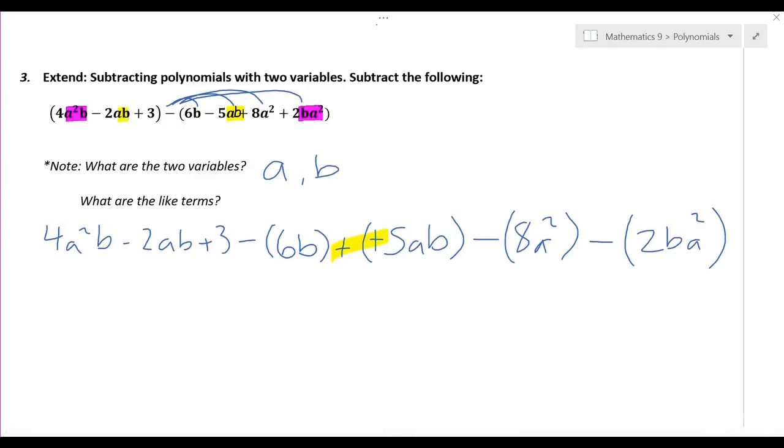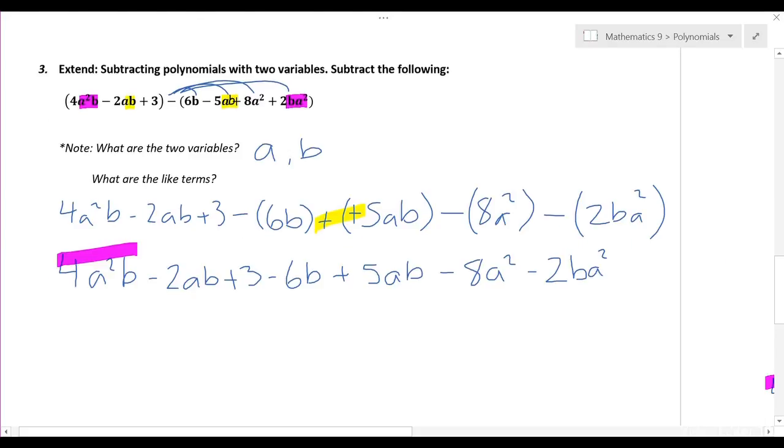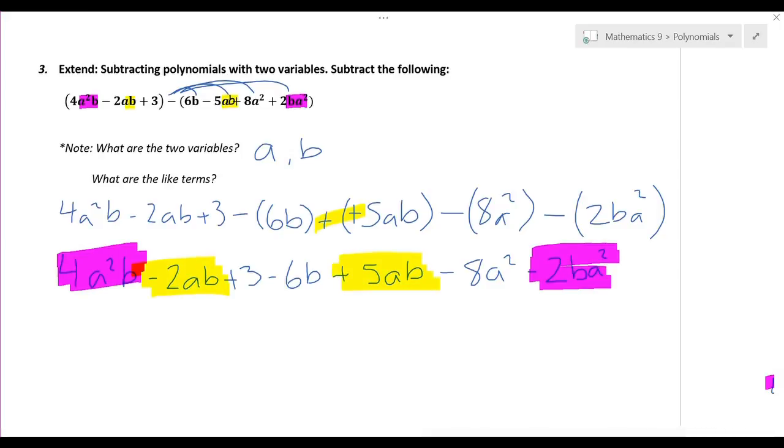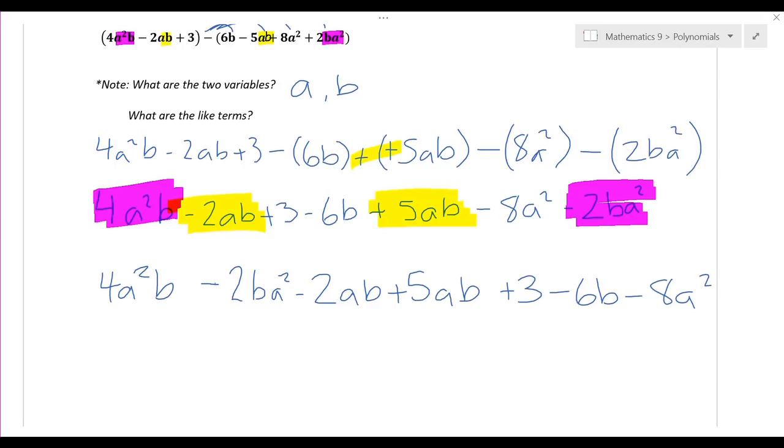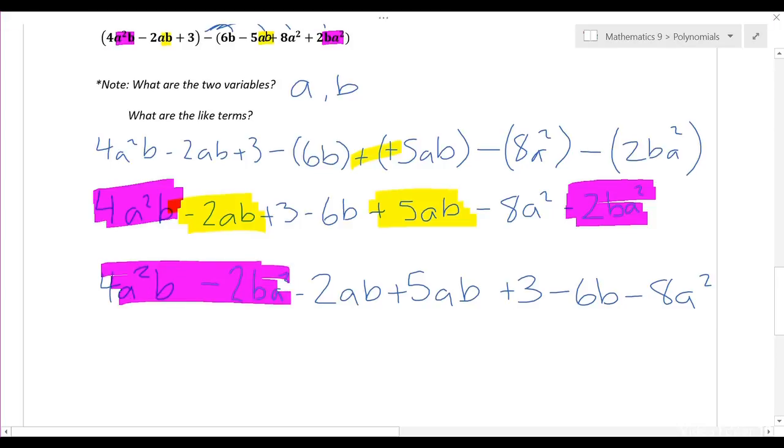Just cleaning this up and grouping like terms. There are no other like terms. And now you can see that the like terms are grouped. And now the next step would be to combine the like terms.